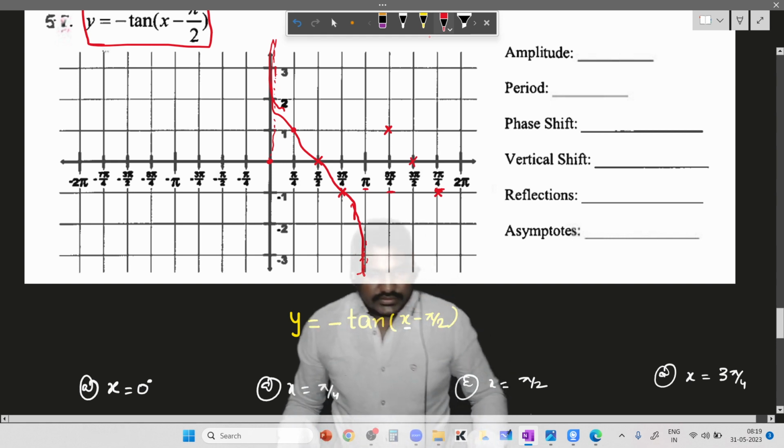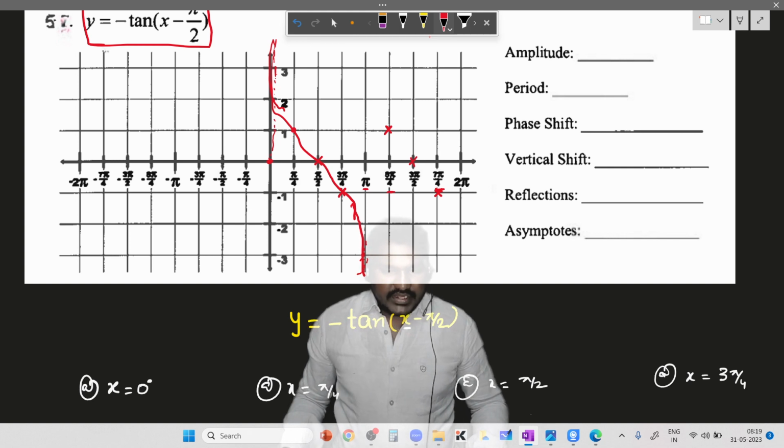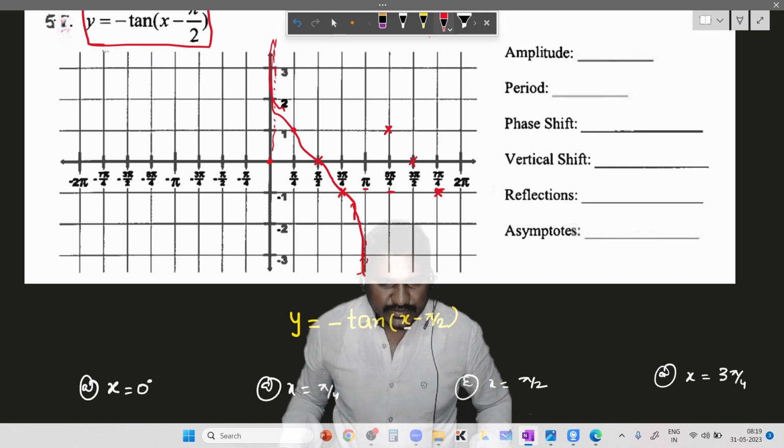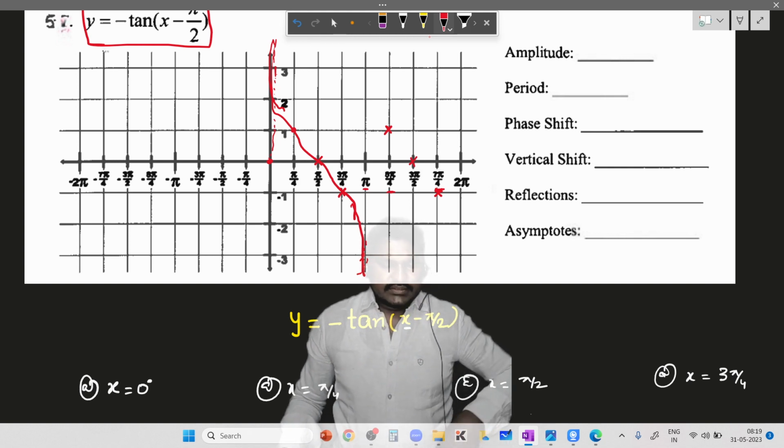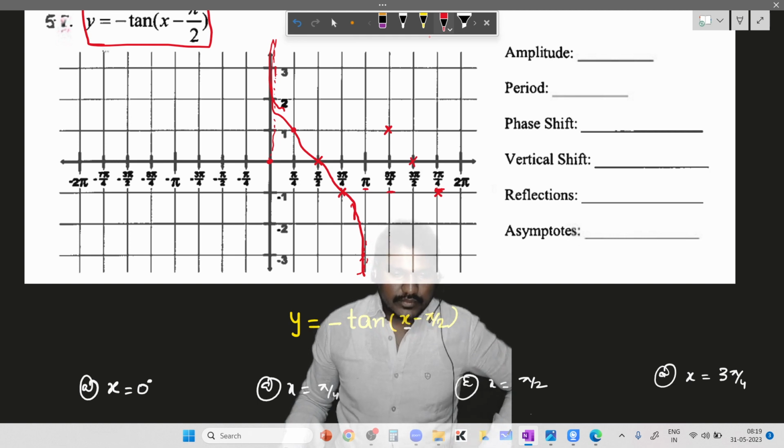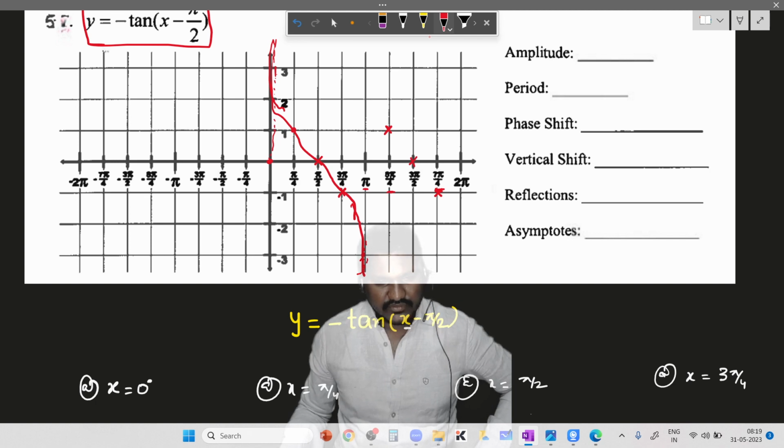Again at 2 pi. If you substitute 2 pi here, we get 2 pi minus pi by 2, which is 3 pi by 2. So 3 pi by 2 is nothing but tan 270, which is undefined. So minus of undefined will become undefined. So again we'll get the value somewhere here as undefined.